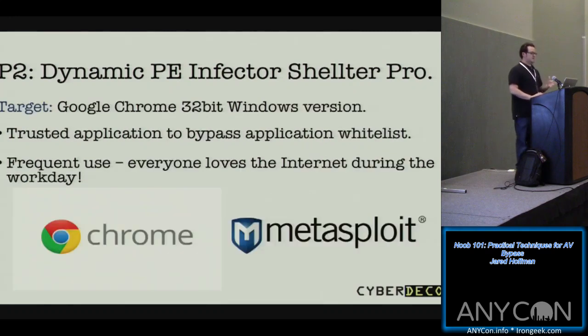Which one are we going to choose? Chrome. For the same reason that we picked OneDrive: we can initiate the process. It's a trusted application in terms of whitelisting, and it's allowed to use the network. Plus, if we're going to use this in the context of a backdoor, this would be pretty ideal for us, because everybody loves the internet, especially during the workday. So if I can get my payload to execute every time somebody opens the Chrome browser, that'd be pretty ideal. So that's what we're going to do here.